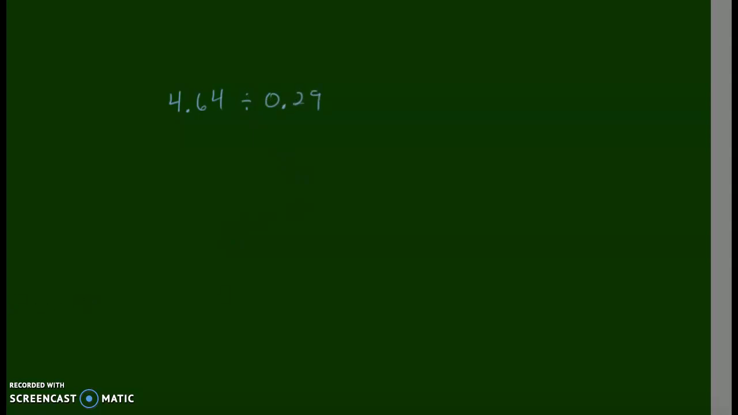Like we did previously, I have to make the divisor, remember the number we're dividing by is the divisor, a whole number. So for this, I have to move the decimal twice to make it a whole number. So that's times 10 times 10, which is 100. So we could think about it as times 100, or we could even think about it as times 10 to the second.